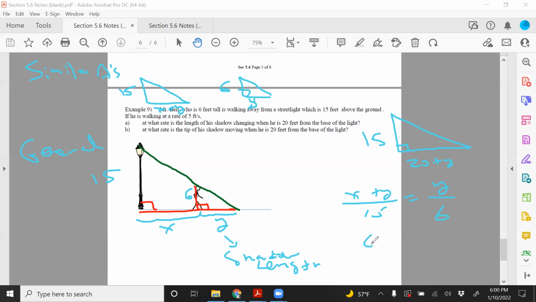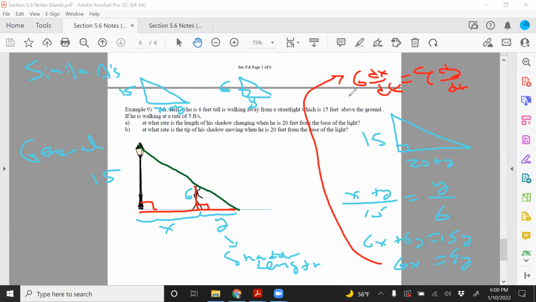If you cross multiply, 6x plus 6y equals 15y, 9y equals 6x. So coming up with the equations can be a little tricky, but that's my equation there. Then if I take the derivative of that with respect to time, I get 6 dx/dt equals 9 dy/dt. dy/dt is what I want. I want how the shadow's changing.